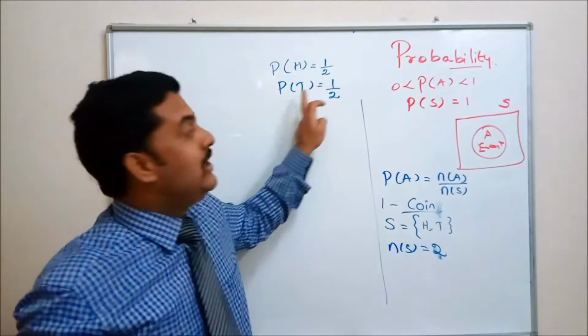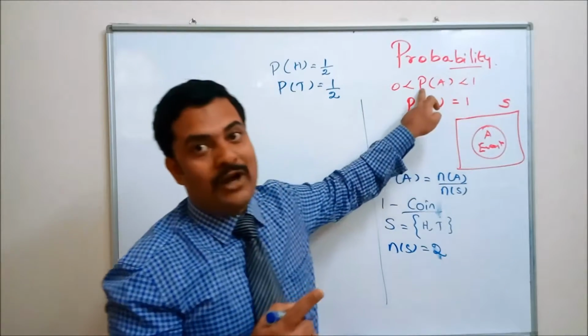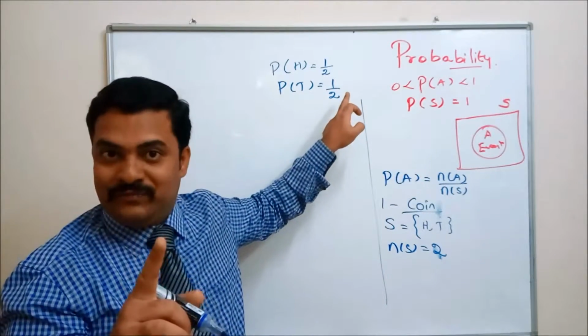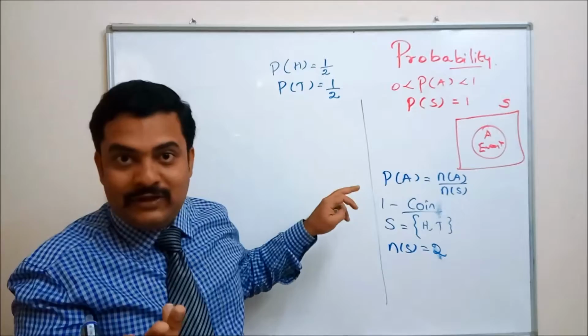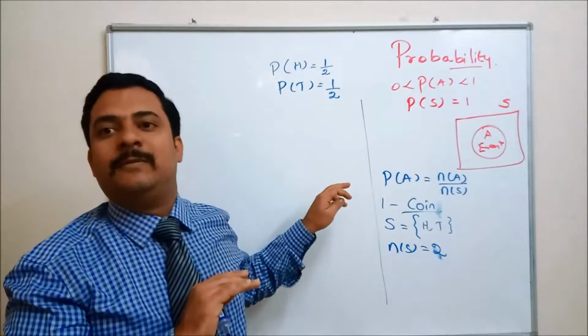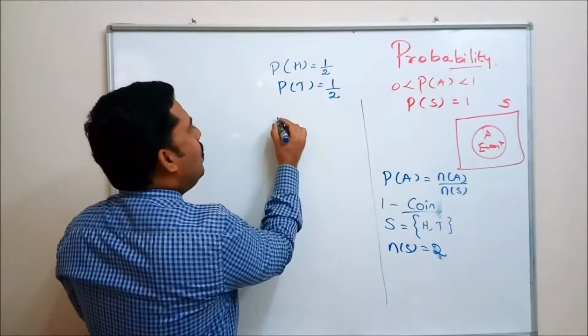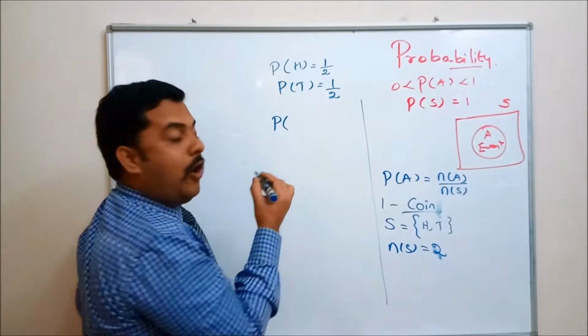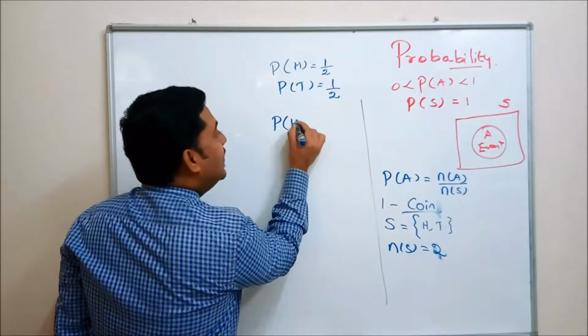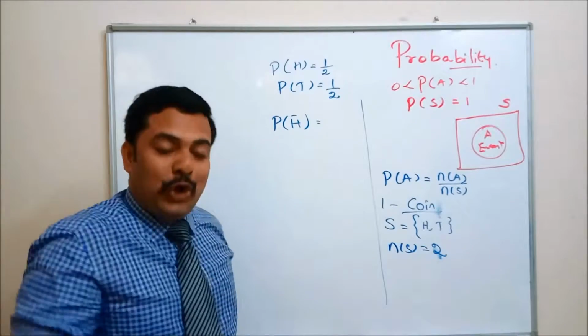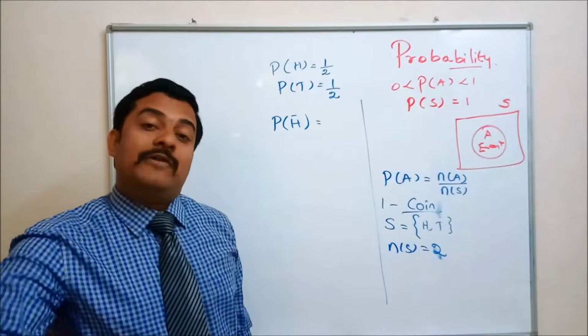And please remember that the probability is always less than 1. So it cannot be 2, it cannot be 3. It should be divided by the total. Okay, what is the probability of not getting my head? I don't want head. What is the probability of not getting head?